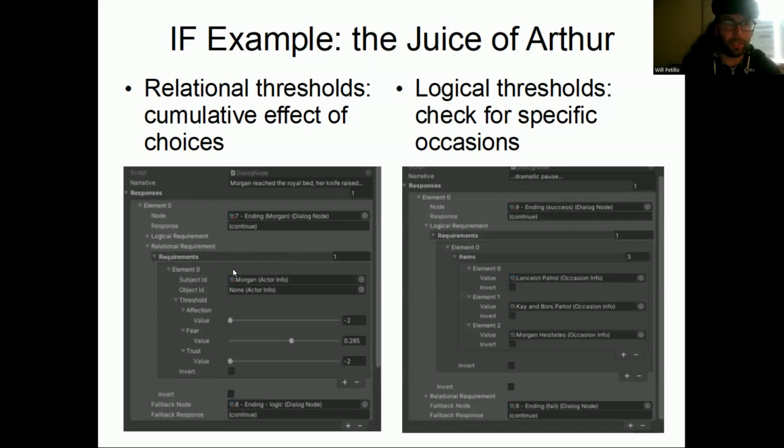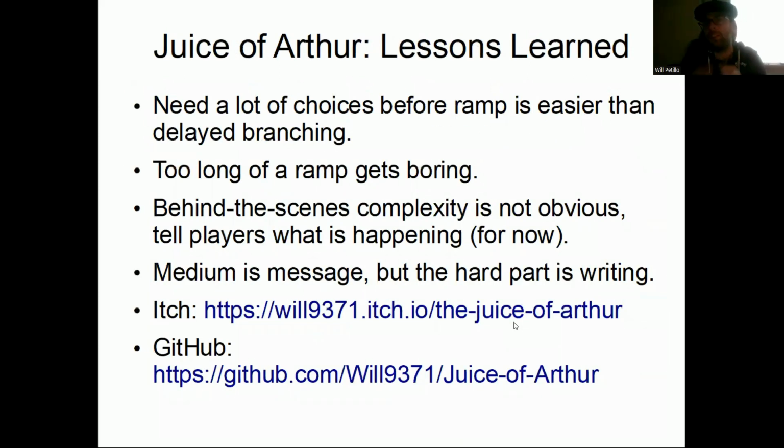Right here, some of the nodes require relationship thresholds. So this option will be taken if Morgan's fear of Arthur is greater than 0.285. And if any of these 3 fail, and some of them are set to -2 so that you'll automatically pass, then you'll go to this other ending as a fallback node, which is going to be a loss. And if you want something more directly controllable, there are also logical thresholds: has this occasion occurred or not. And the occasions, by the way, are what trigger relational changes. I didn't include a slide for specifying what a relational change is for an occasion, but that would be the other thing in it.